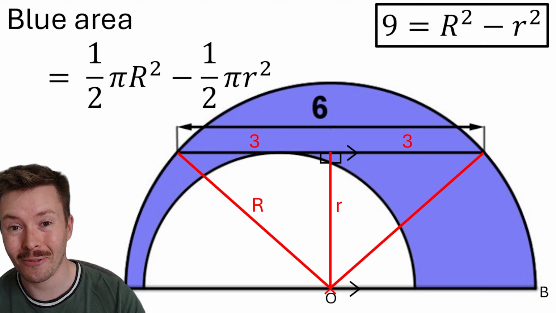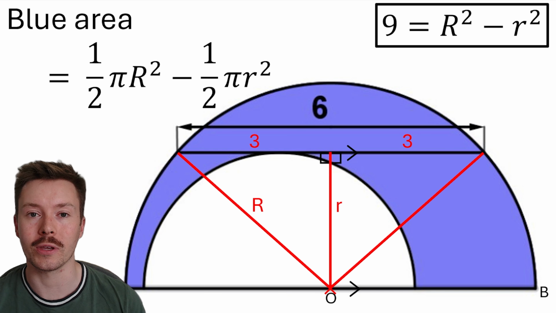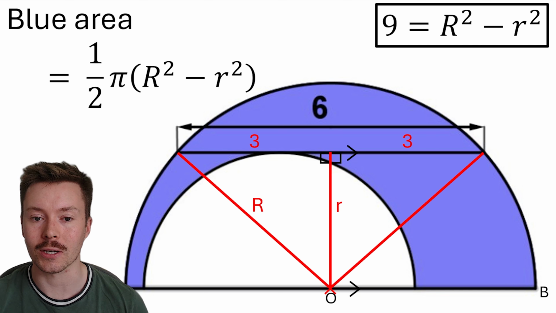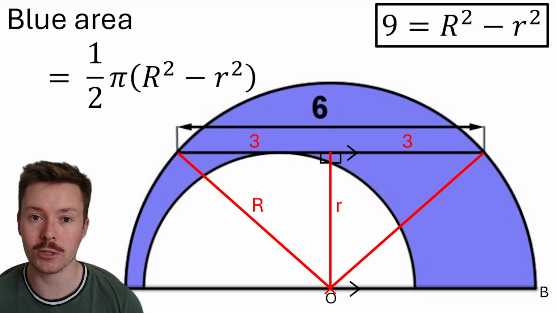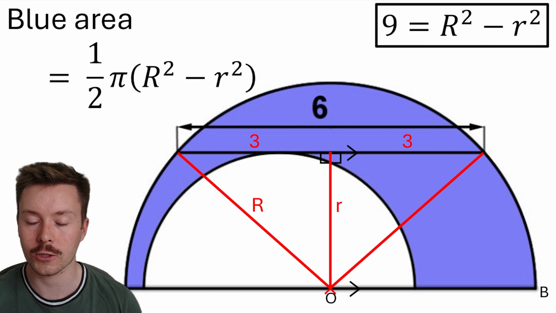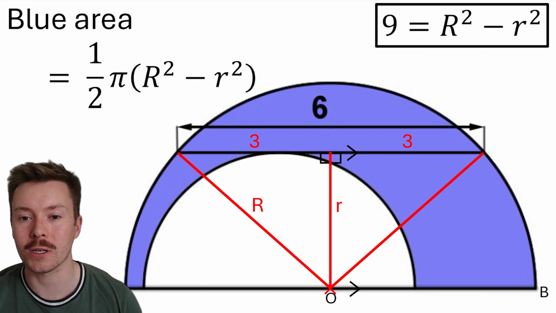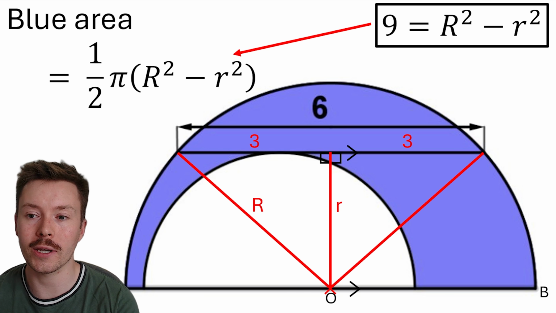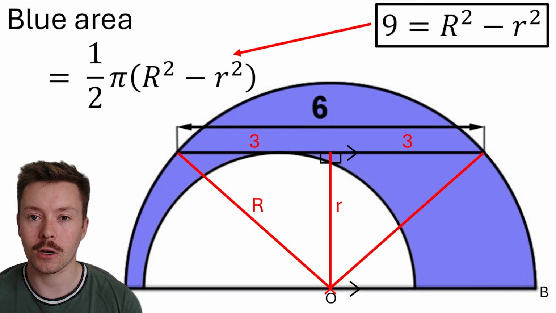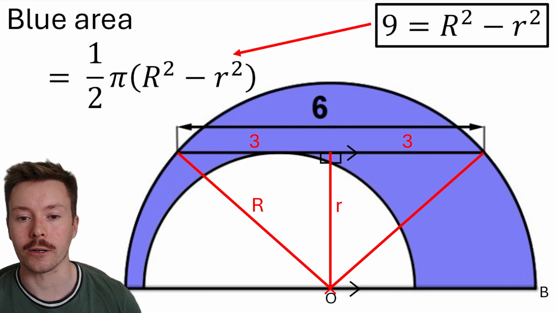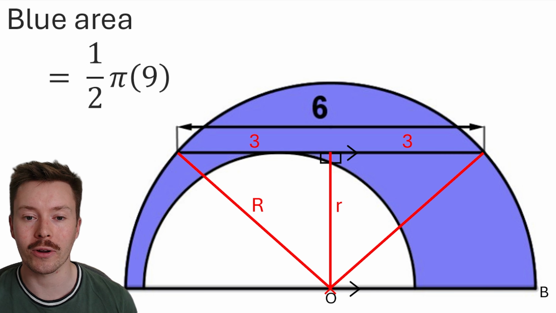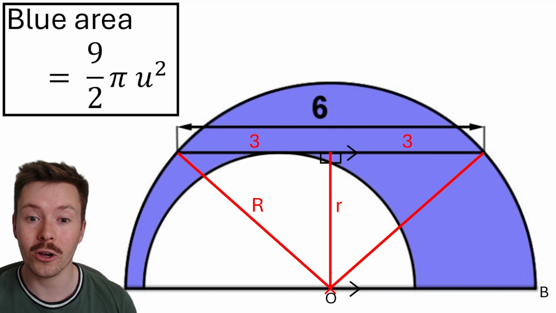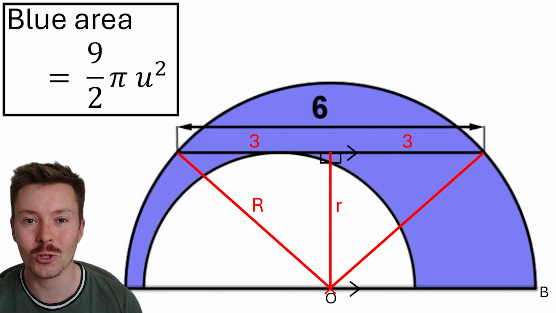Now I can factorise out a half and the pi from both of these things. So that is going to give us a half pi in brackets capital R squared minus lowercase r squared. And if you haven't already spotted it, I can substitute into this the equation from earlier, because that is equal to 9. So I'm going to plug that in and I get the blue area is a half pi times 9. So the blue area therefore is 9 over 2 pi units squared.